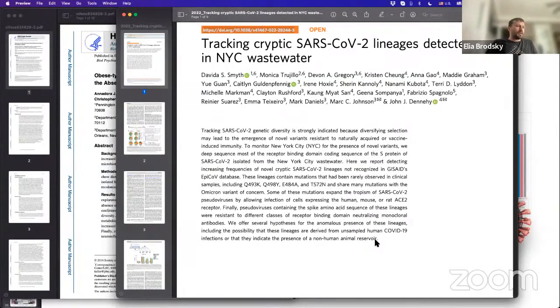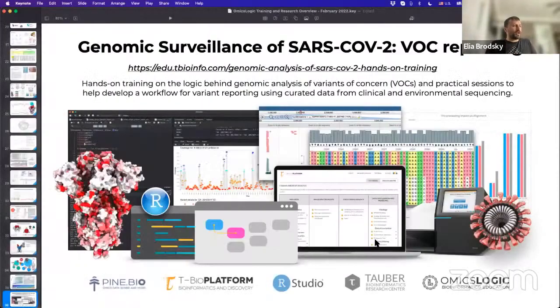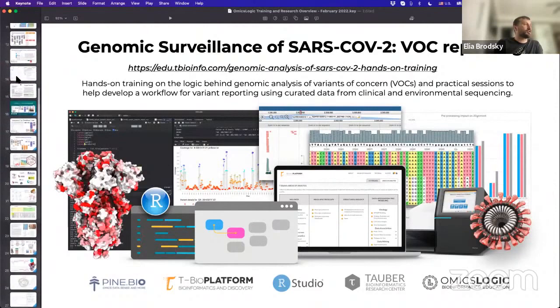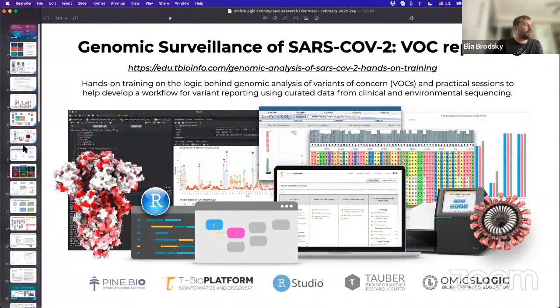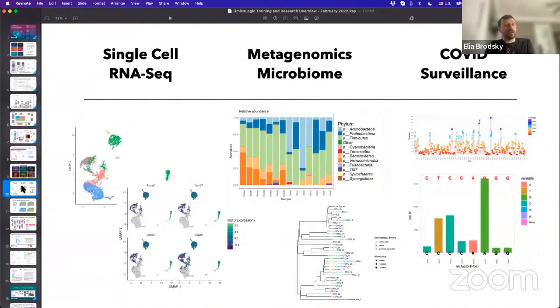So I think what I did in the short time that I had today is I was able to, again, go through these three topics as just a starting point and an introduction really to some of the things that we wanted to discuss. These three things were single-cell RNA-Seq, metagenomics and microbiome, and COVID surveillance.